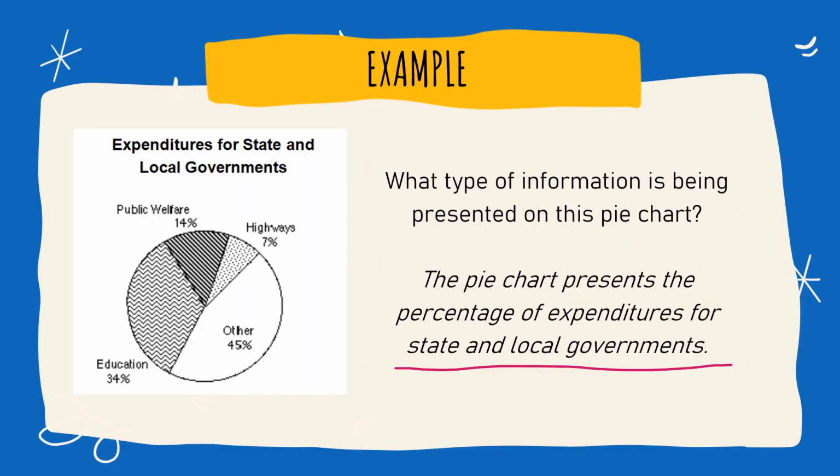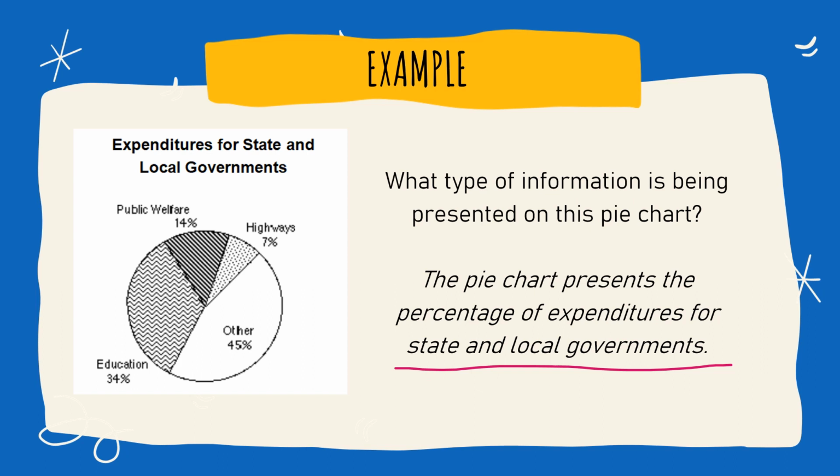So here's an example of a question that requires you to describe the visual. What type of information is being presented on this pie chart? The answer should be a combination of the type of the visual, the verb that shows description, and also the full label of the visual.